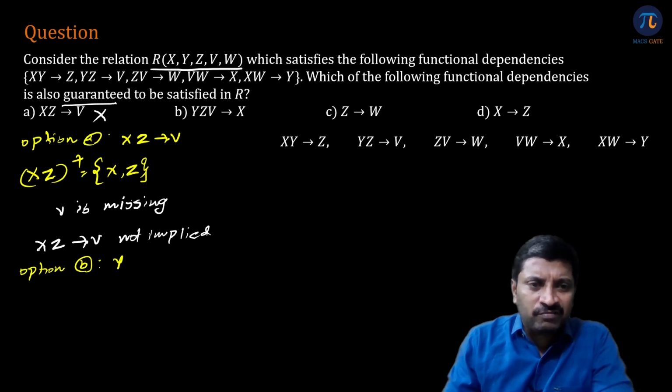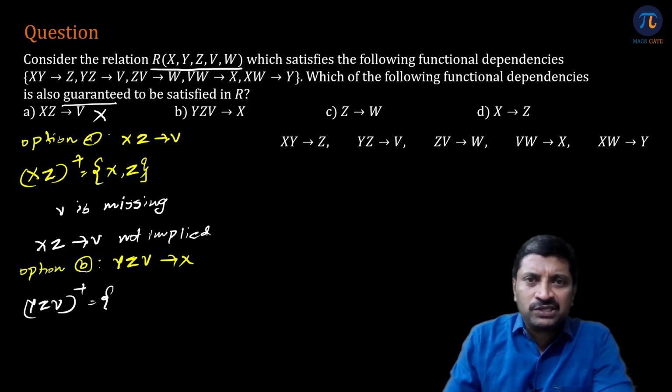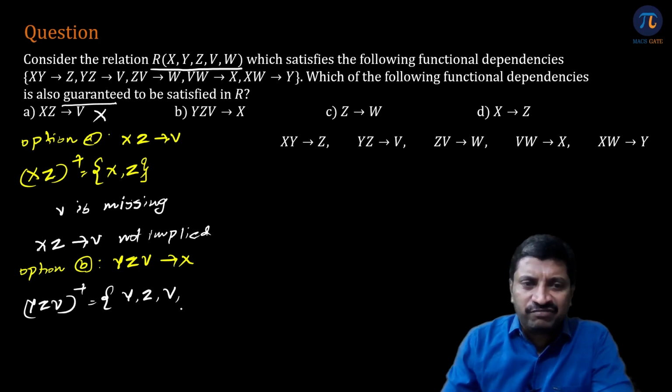Option B is YZV goes to X. So find the closure of YZV. What is the closure of YZV, sir? The closure is YZV. Fine. Then with YZ I can find V. It was already there, sir. With ZV I can find W. But we need X.